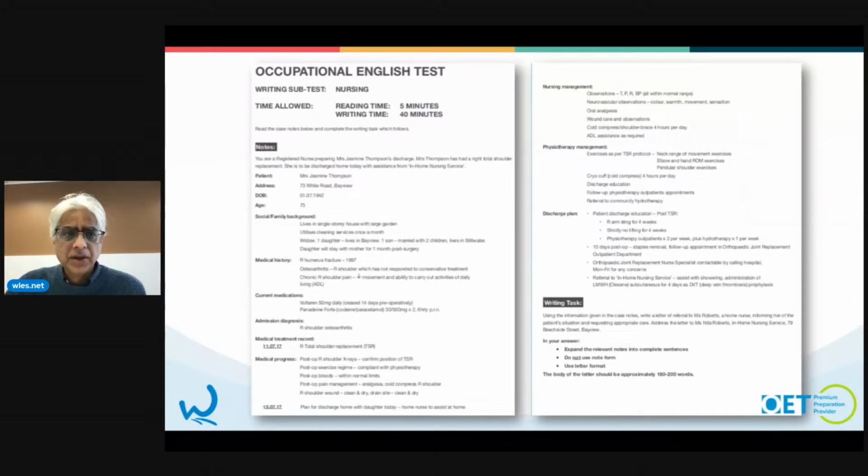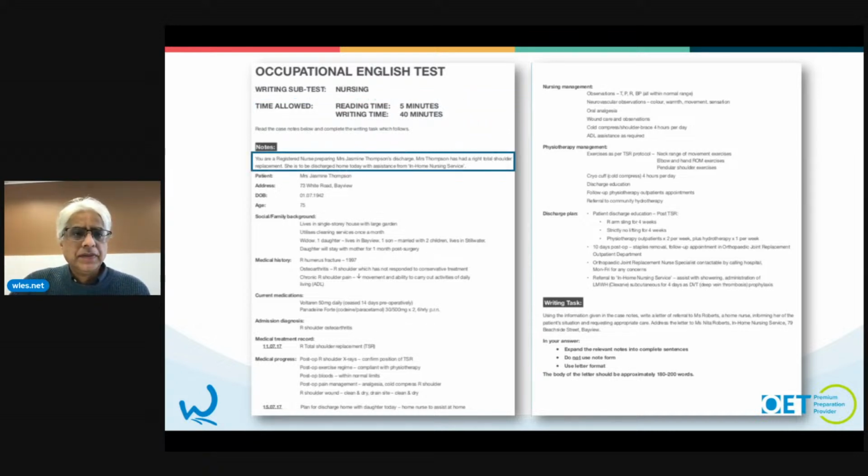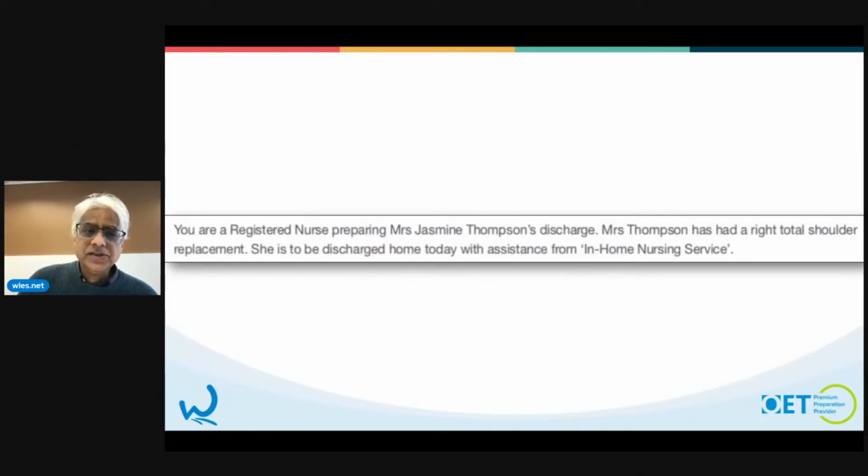Okay, let's keep going. These are case notes. This is what you will see on the day of your exam. Some of you will be familiar with this. You can see at the top, 5 minutes reading, and you've got 40 minutes writing time. They give you some context at the top. Really important you read this. Here it says you are a registered nurse preparing Mrs. Jasmine Thompson's discharge. Mrs. Thompson has had a right total shoulder replacement. She is to be discharged home today with assistance from in-home nursing service.